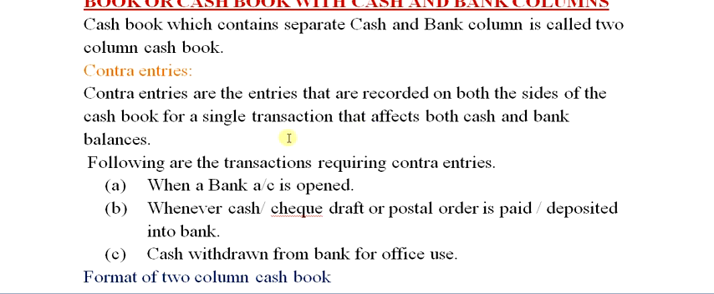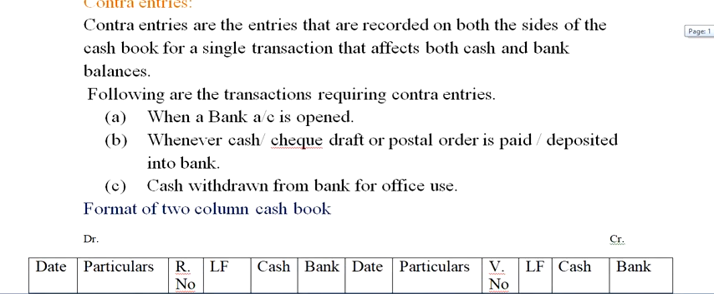A single transaction that is recorded under both sides, the debit aspect as well as the credit aspect, affects both the cash and bank balances through these contra entries. So it is a single transaction that affects both cash and bank balances. A few of the following are transactions requiring contra entries. Which are the contra entries we can see?